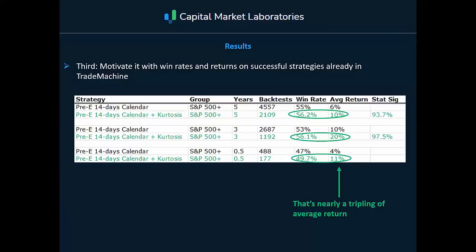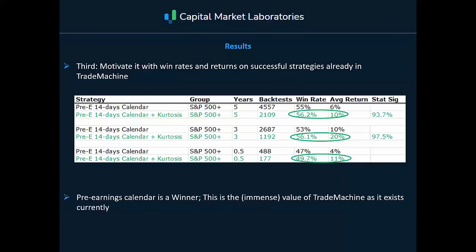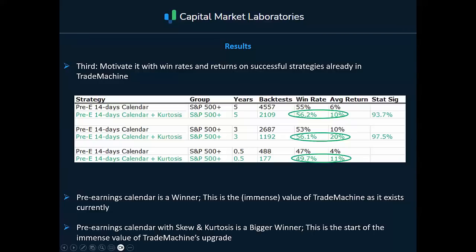Selling options, buying options, ignoring earnings, before earnings. The pre-earnings calendar is a winner. And that's the immense value of Trade Machine as it exists currently. The last 3 years have been good. Pre-earnings calendars with skew and kurtosis is a bigger winner. And this is the start of the immense value of Trade Machine's upgrade.